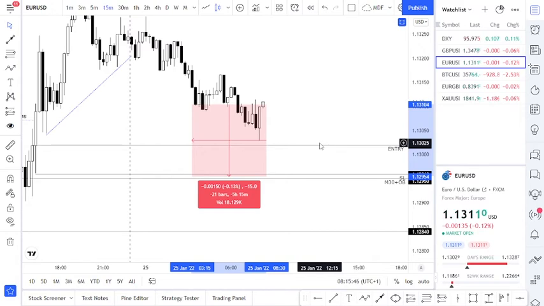My question is, what is the correlation between DXY and gold? Do they correlate the way they correlate with Euro USD and GBP USD?